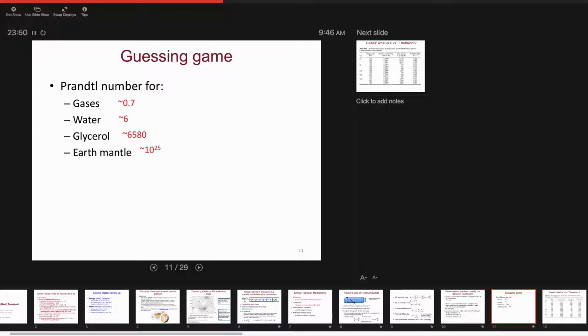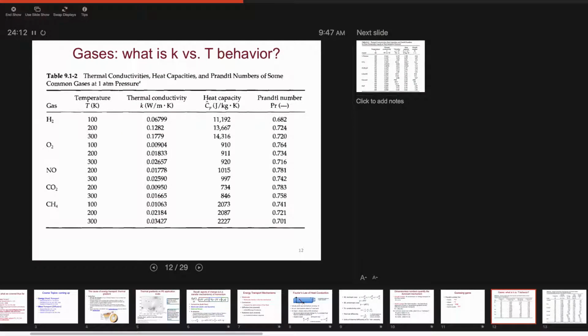So it's about 0.7 for gases. For water, it's about 6. For glycerol, over 6,000. And earth mantle. So basically, the more viscous the system I have, the more momentum transfer wins over diffusion. These are actual numbers. They're a little hard to look at. So these are my Prandtl numbers for common gases.